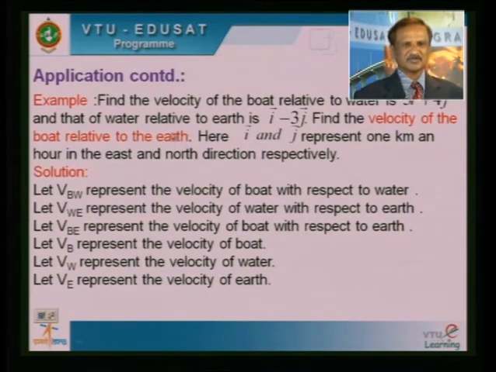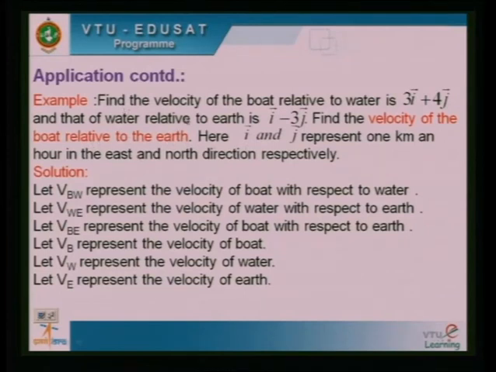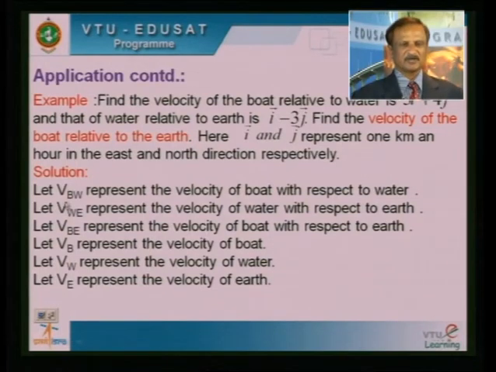Or sometimes the same concept can be used to solve another application, namely: the velocity of the boat relative to water is given as 3i plus 4j, and that of water relative to earth is i minus 3j. Find the velocity of the boat relative to the earth. Here i and j represent 1 kilometer per hour in the east and north directions respectively. Here you want to define the following variables. Say, for example, I want to define V suffix BW. It represents the velocity of the boat with respect to water. The velocity of boat with respect to water can be written as VBW. Similarly, VWE represents the velocity of water with respect to earth.